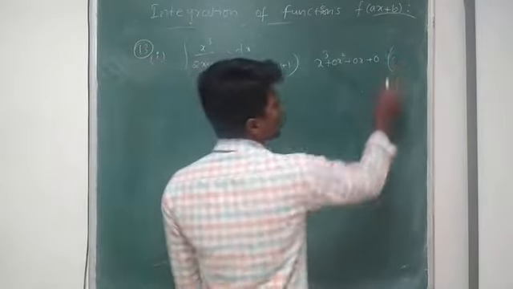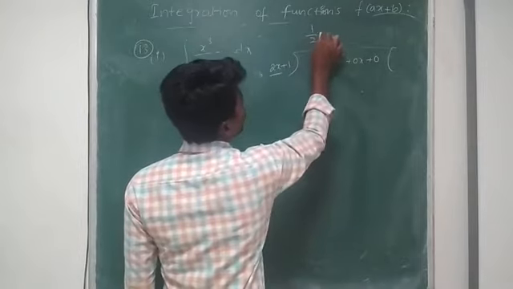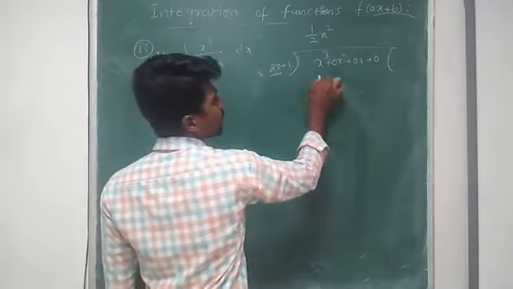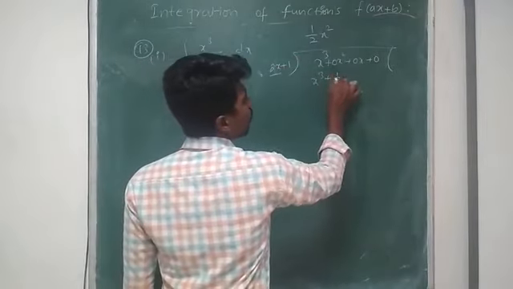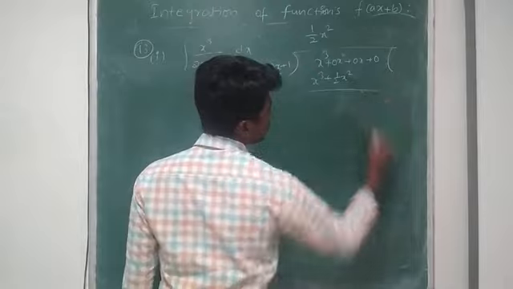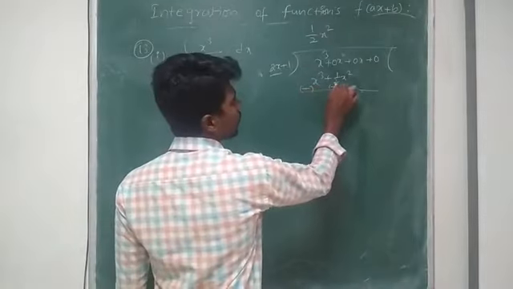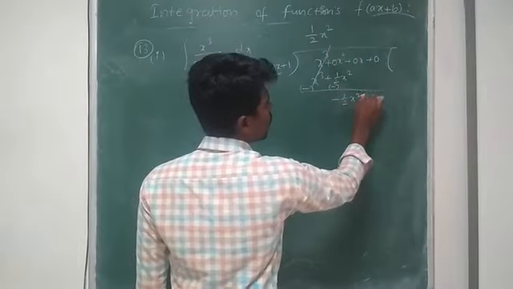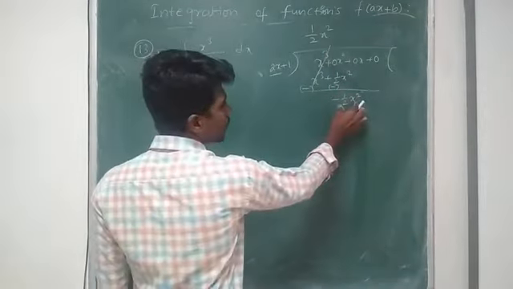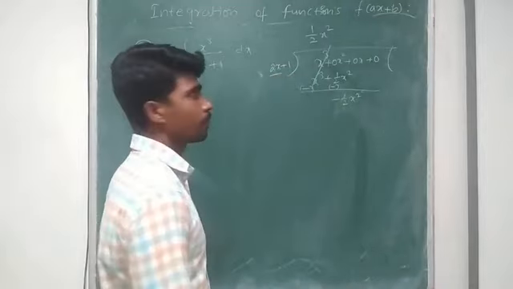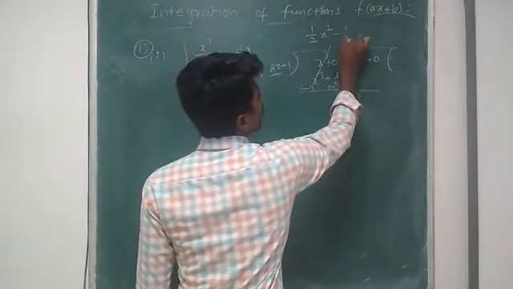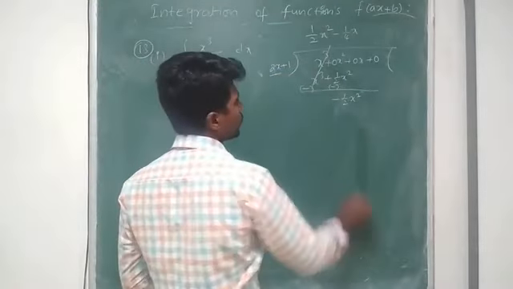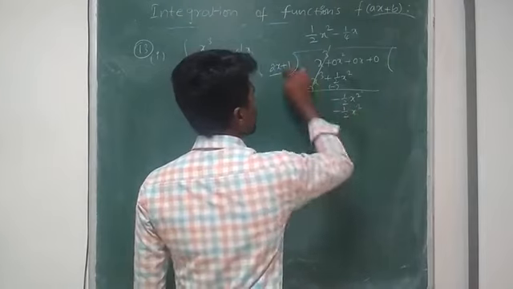I get 1 by 2 x square. Multiply 1 by 2 x square into 2x, which is x cube plus 1 by 2 x square. Minus and minus, this will get cancelled. So I get minus 1 by 2 x square. So minus 1 by 2 x square by 2x, I get minus 1 by 4x. Multiply minus 1 by 4 into 2x.